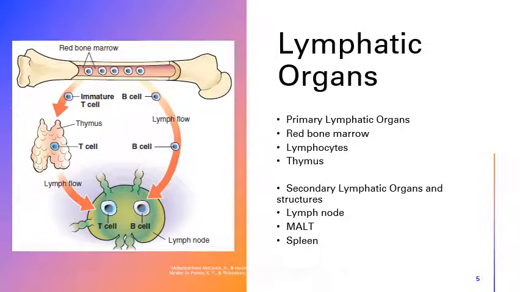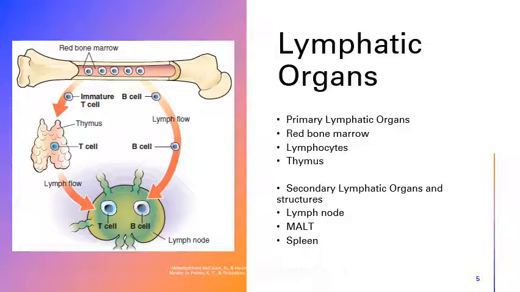The lymphatic organs, or what is helping our lymphatic system, is what we have to look at next. So this is where the lymphocytes, or those white blood cells, are located. But there are two different types of organs that we have. We have primary and secondary. So our primary lymphatic organs are the ones that are actually involved in producing those lymphocytes, or those white blood cells.